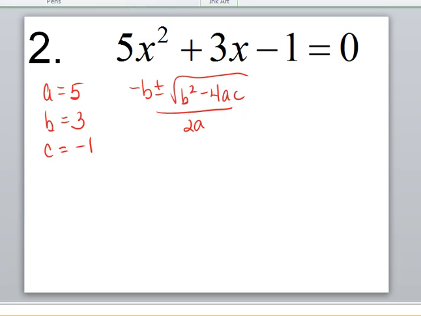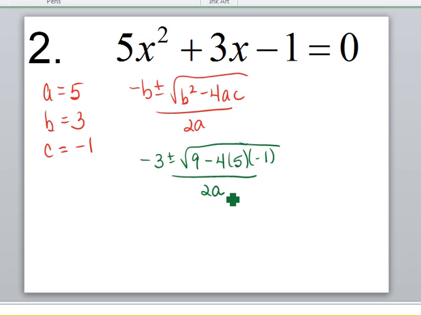Alright, plugging in those numbers, I have -3 plus or minus the square root of 3 squared, which is 9, minus 4 times a times c, all over 2 times a. One of the things that people are going to make mistakes on is their negatives and positives. So we're going to have -3 plus or minus the square root of 9. I would suggest changing this to plus the opposite here. So you've got -4 times -1, which is 4, times 5, which is 20, all over 2 times 5, which is 10.